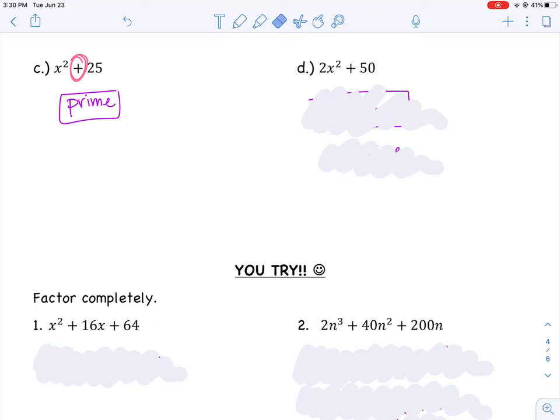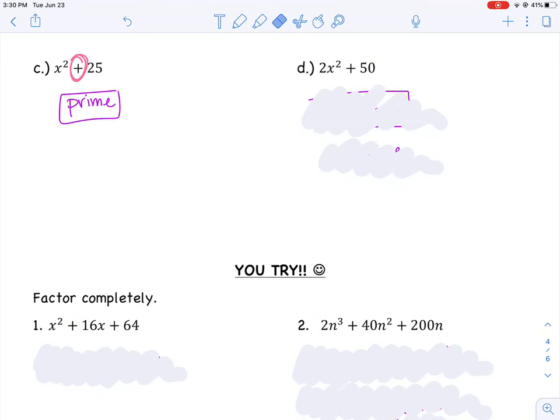Remember, it has to be a minus sign in between in order for it to be a difference of squares. This problem is actually not factorable. Remember, we call that prime. So be very careful. Make sure you're looking out for that. All right, look at D with me. D, is it in order?